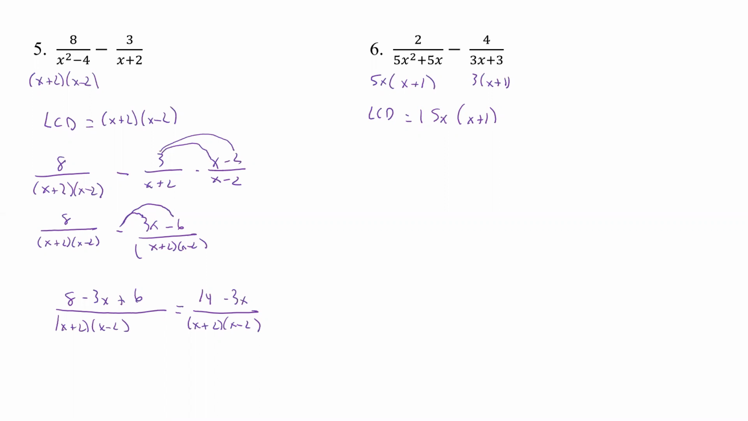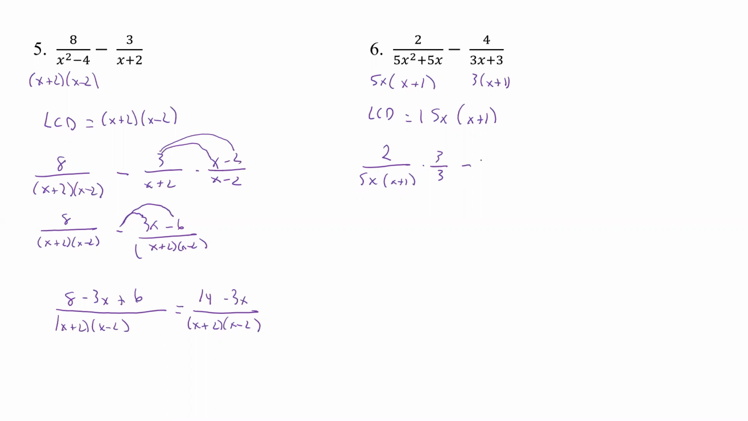Again, we could have left it as 3 times 5 if we wanted to, or 3 times 5 is 15, and we should be able to figure that out pretty quick as far as what we need to multiply or divide by. So let's rewrite our first rational expression, 2 over 5x, x plus 1. And what did we have to multiply by? Well, our LCD was 15x times x plus 1, so we had to multiply by 3 over 3.